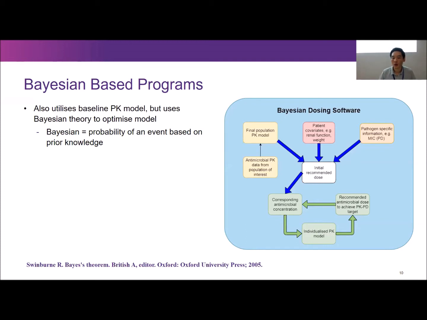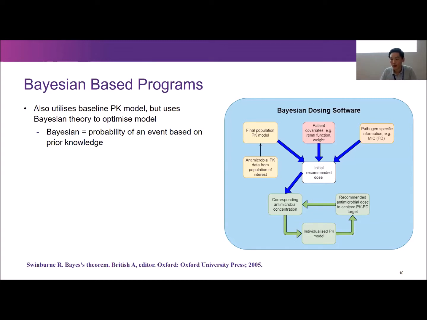Now, you might ask, what does Bayesian actually mean? It's essentially a mathematical or statistical method of determining the probability of an event happening based on prior knowledge. Now, if we take that and think about it in a drug dosing perspective, the probability of an event happening is essentially the probability of you achieving your target concentration. And the prior knowledge is essentially your dosing information, your patient covariates, and your subsequent TDM data.